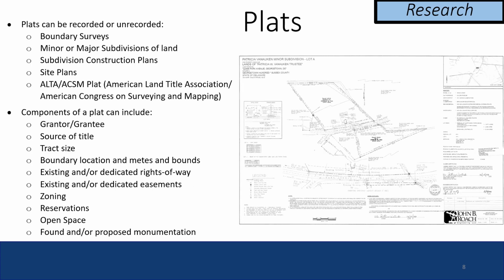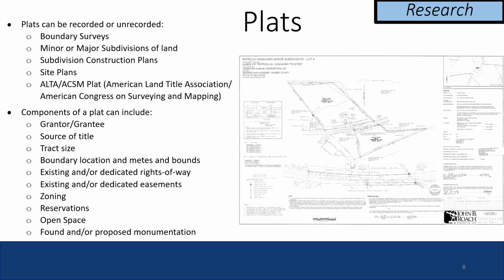Some parcels have recorded and unrecorded plats associated with them. Recorded and unrecorded plats can be typical boundary surveys, minor or major subdivisions of land, subdivision construction plans, site plans, or an ALTA/ACSM plat. Components of a plat could include the grantor/grantee, source of title, tract size, boundary location and metes and bounds, existing and/or dedicated rights-of-way, existing and/or dedicated easements, zoning, reservations, open space, and found and/or proposed monumentation.